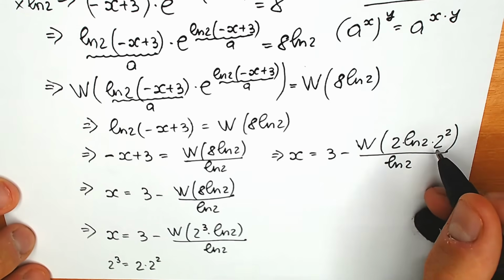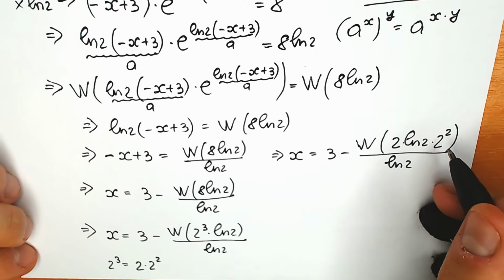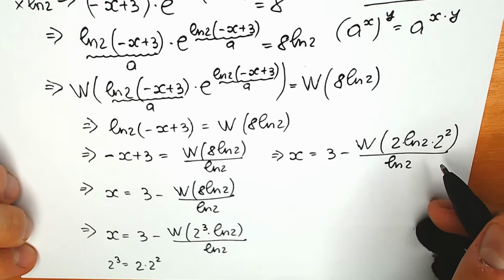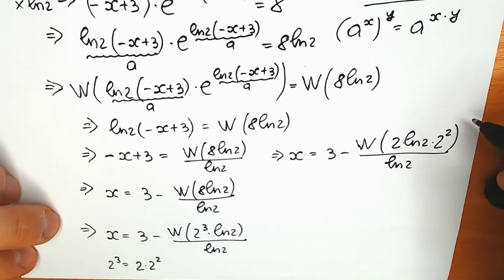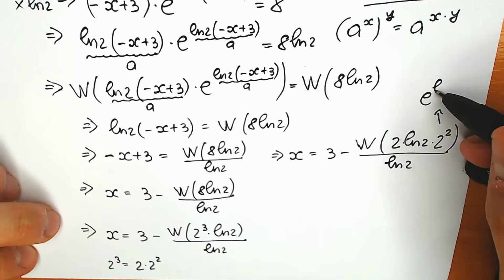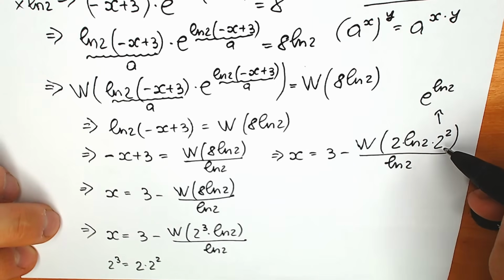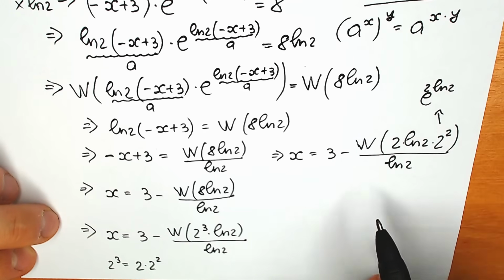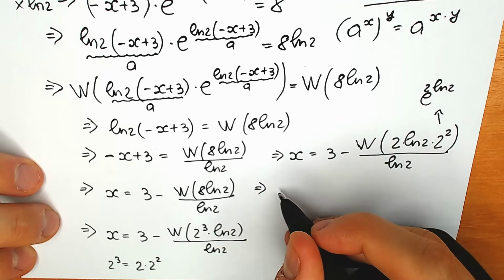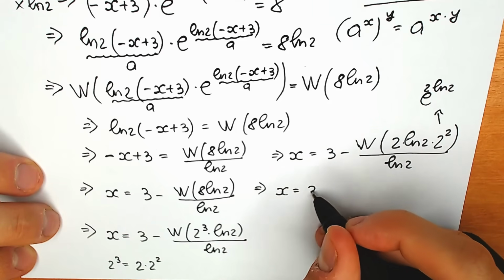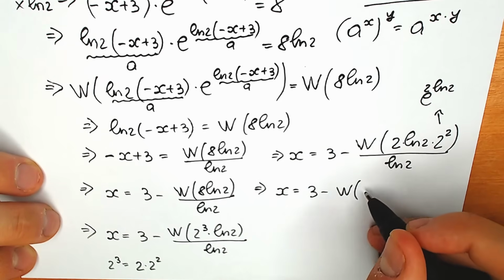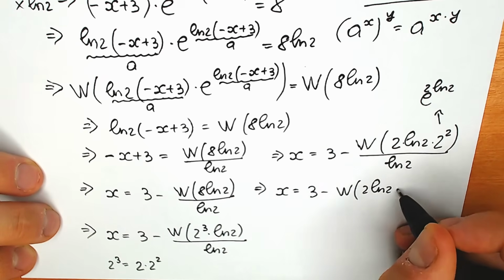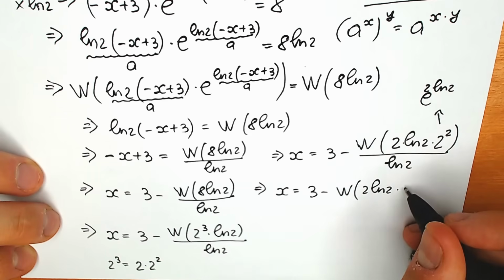Right now, this 2 square, I just want to write as e to the power 2 natural log 2. We can easily do this. As I said before, we have right here 2. I just want to write it as e to the power natural log 2. We can easily write this 2 as e to the power natural log 2. But we have 2 square, so as a result, we need to write it as e to the power 2 natural log 2. Okay, let's do this. So we have x equal to 3 minus Lambert W function of 2 natural log 2 times e to the power 2 natural log 2.